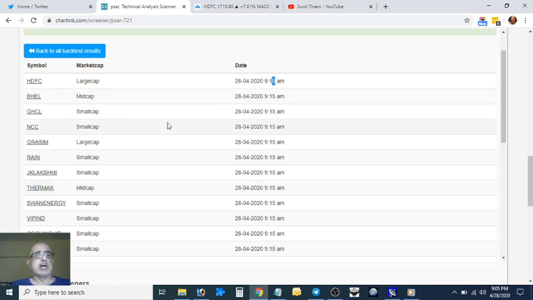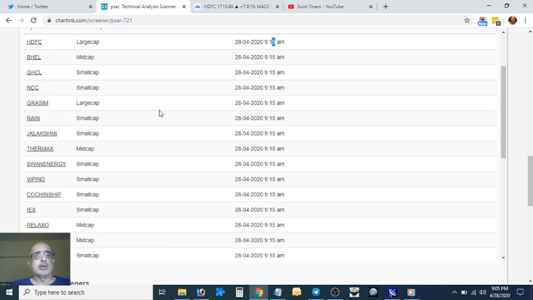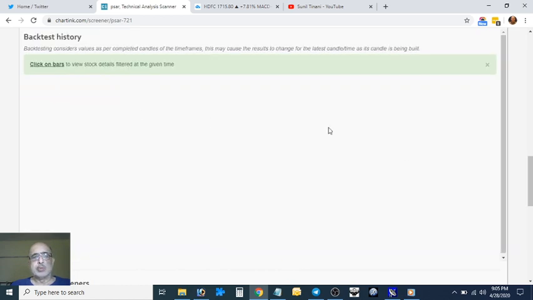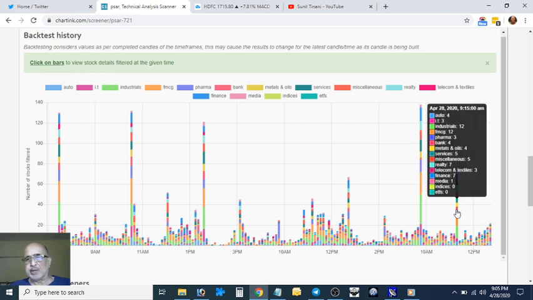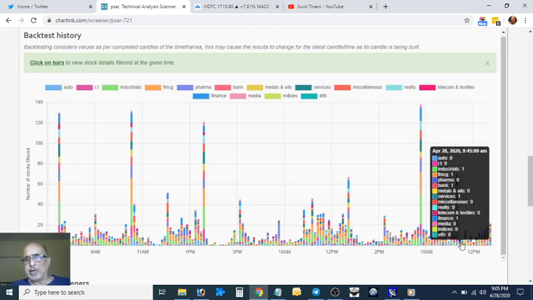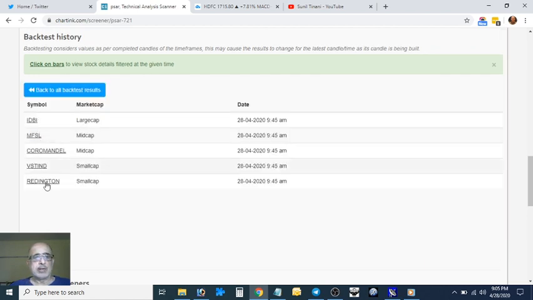You can go to charting, create a scanner, and you can go to any bar. This is a 9:15 bar. I've used this 9:15 bar. You can go to any bar and check. Just click on the bar at 9:45, and see what happened. You will keep on getting different stocks throughout the day, so you can keep picking stocks using this. So here again, I would look at MFSL, Coromandel, IDBI, and I wouldn't look at BST and Reddington.